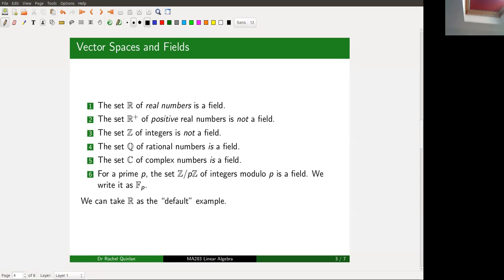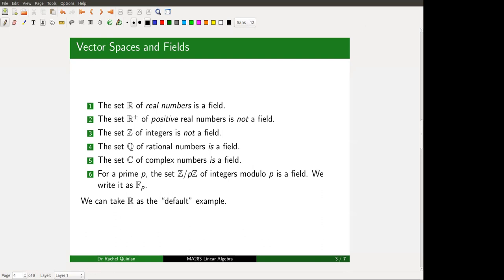So certainly in the set of real numbers, we can add any pair of elements. The result of that operation will still be a real number. We can subtract one real number from another and we get a real number as the result. We can multiply a pair of real numbers, we get a real number as the result. And we can divide any real number by any non-zero real number and we will get a real number as the result. So the set of real numbers is a field.